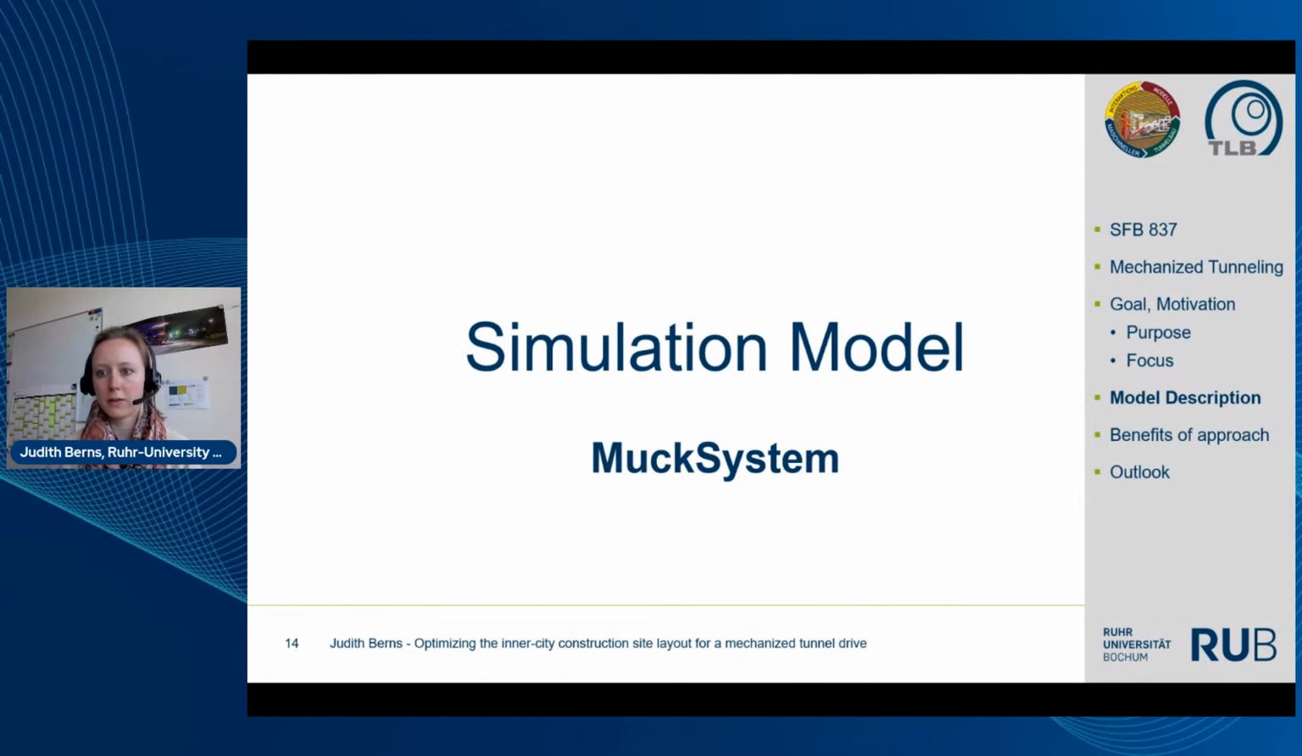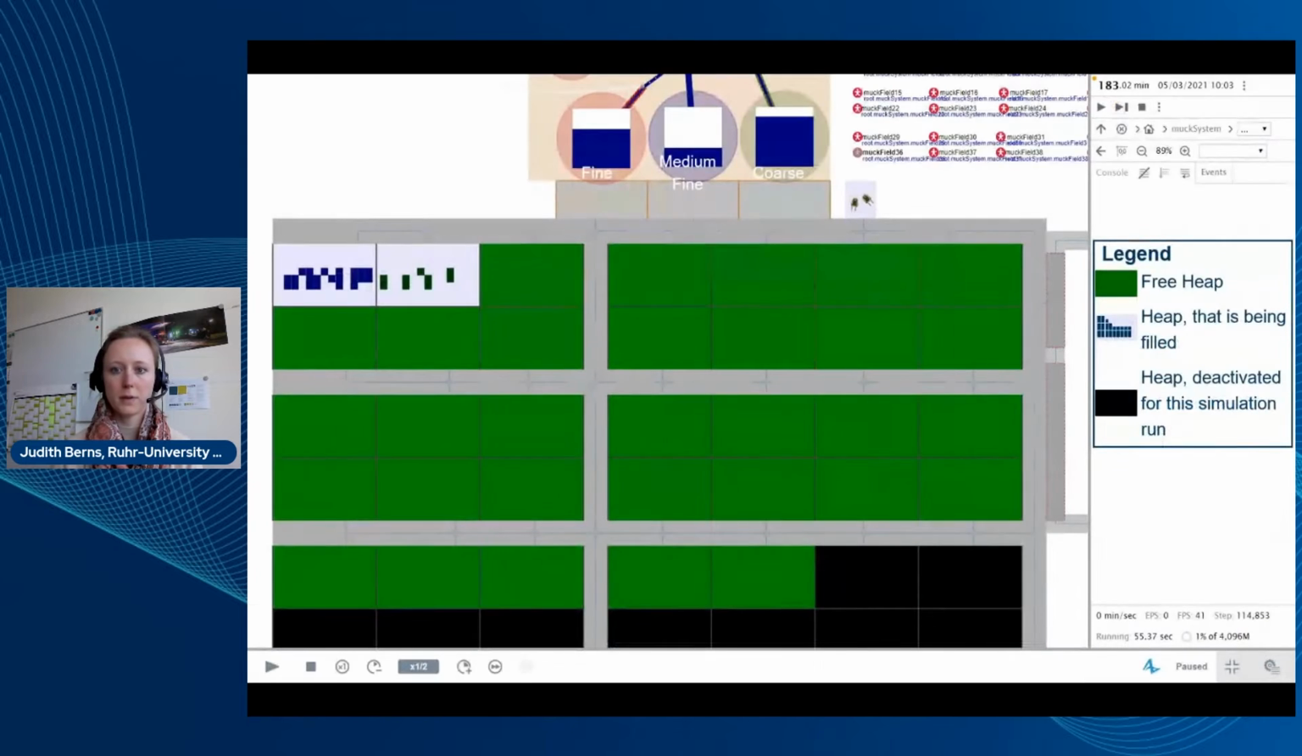So now I'll show some videos of the MAX system. Here you can see the individual heaps represented in rectangles. Green heaps are free heaps. The bright blue rectangles that also have some smaller elements on them are heaps that are being filled at the moment. The black marked heaps are deactivated in this model variation. The number of heaps is parameterized so that sensitivity analysis can be performed. In this way, the influence on the construction time with different numbers of heaps could be understood directly.